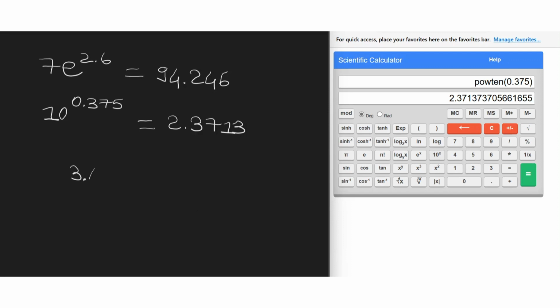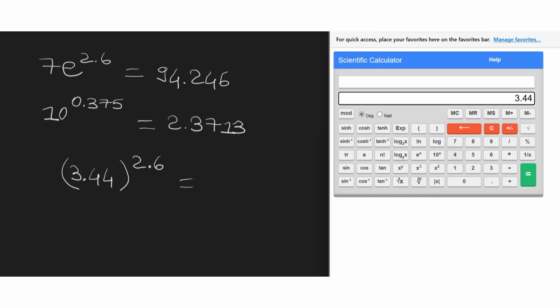Then I'm having any number like this, 3.44 raised to 2.6. For that, I'll type 3.44, then we have x raised to y. I'll press that and write 2.6, equal to. So we get 24.834. Now let's take some trigonometric functions and hyperbolic functions.